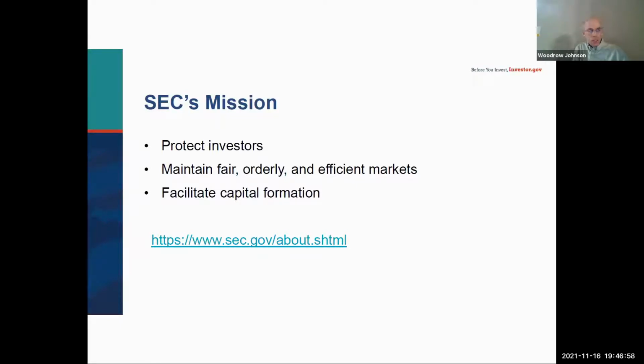Number one, protect investors. Number two, maintain fair, orderly, and efficient markets. Number three, facilitate capital formation. So if you are a corporation, for example, and you want to build a new factory, that costs money to do that. So where might that come from?